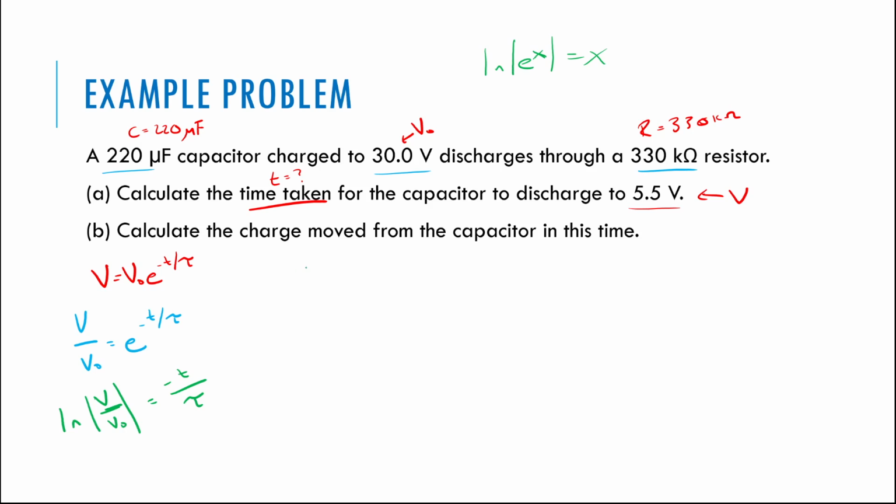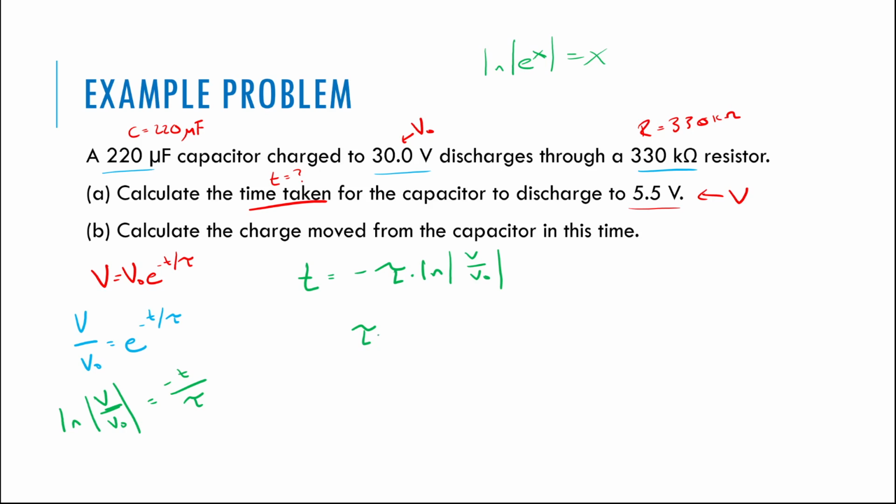I'm going to multiply both sides by a negative time constant to fully do this before I plug in any numbers. V over V0. All right, so I'm just going to multiply negative time constant times the natural log of V over V0. I know V, I know V0. I just got to find the time constant.